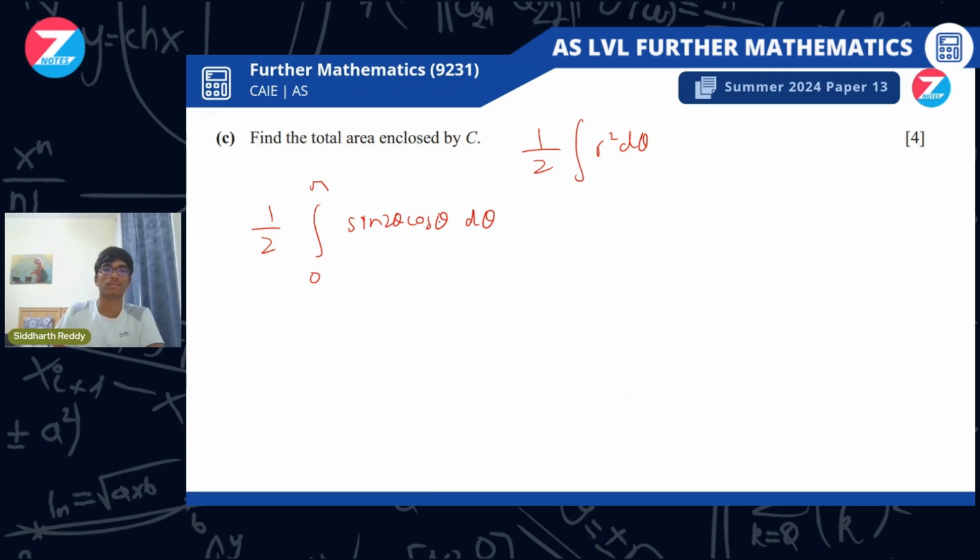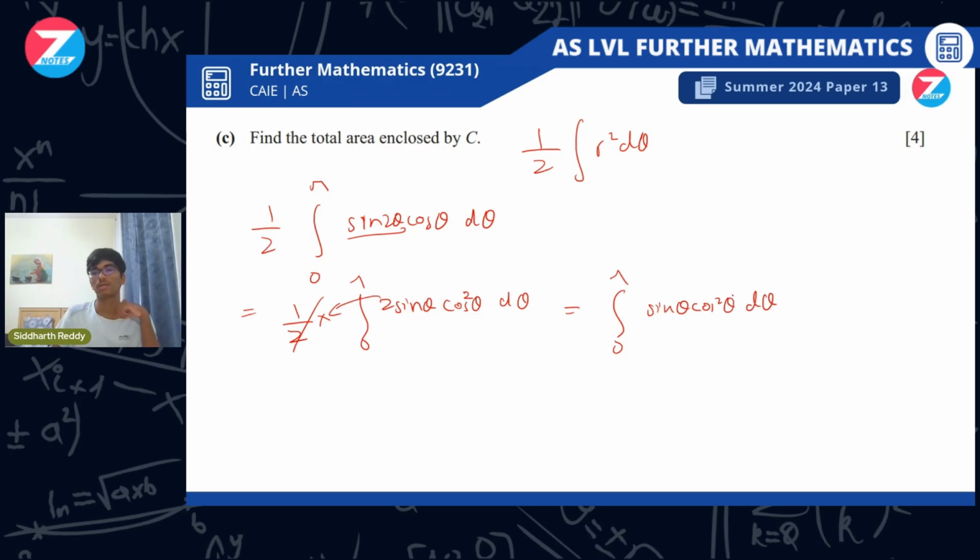And d theta. Okay, so we can write this as half times the integral from 0 to pi. Again, rewriting this, converting sine 2 theta to 2 sine theta cos theta, times cos square theta d theta. So this 2 will go outside the integral and cancel like this. So it becomes the integral from 0 to pi of sine theta cos square theta d theta.